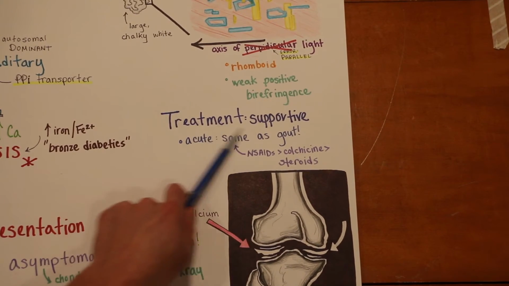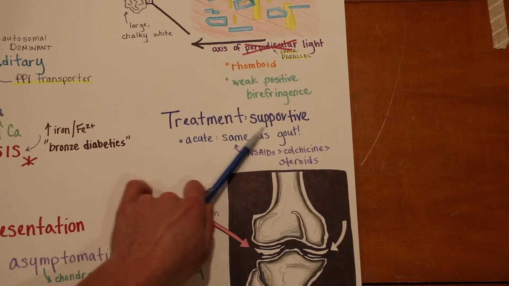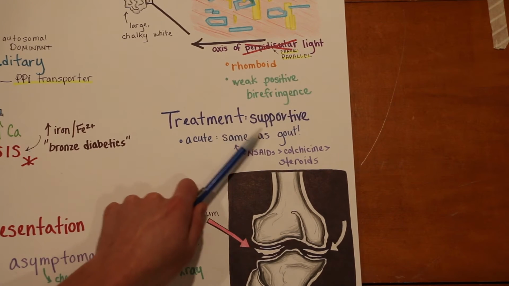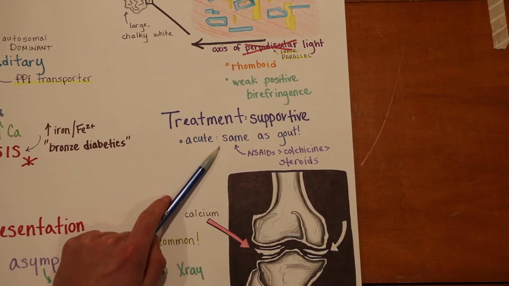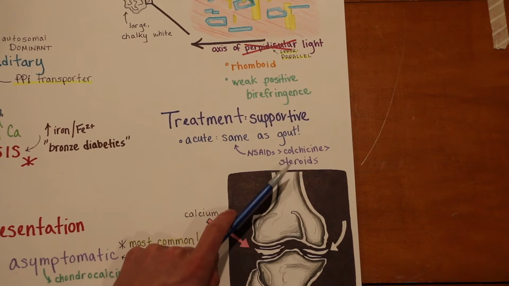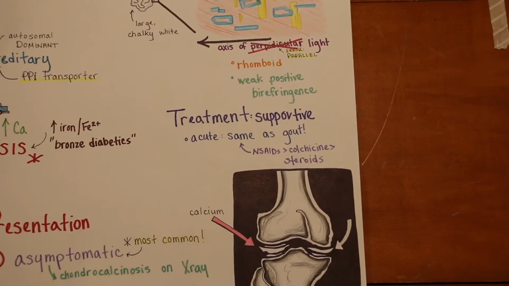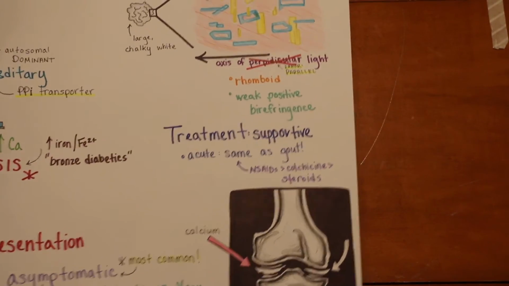The crystals cannot be stopped, and while you can treat an underlying or primary disease process like primary hyperparathyroidism, the treatment is largely supportive. Give the patients NSAIDs over colchicine for the acute phase and steroids as your last line resort. Finally, let's finish with joint fluid analysis.